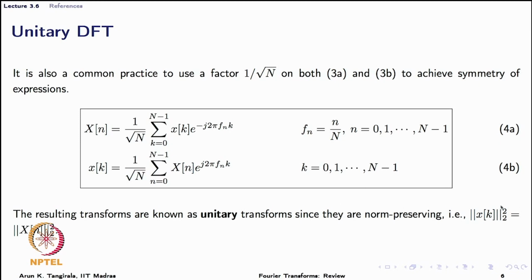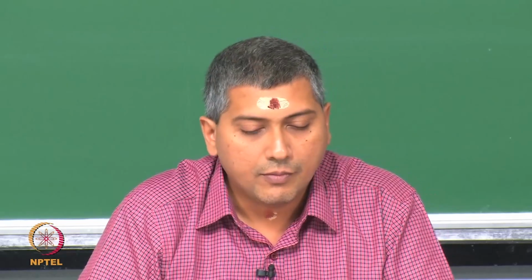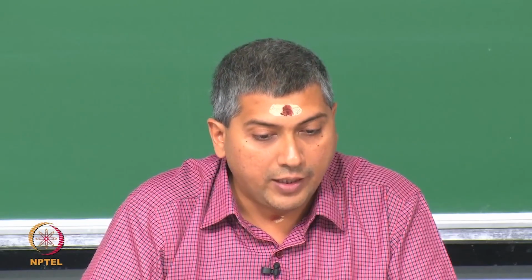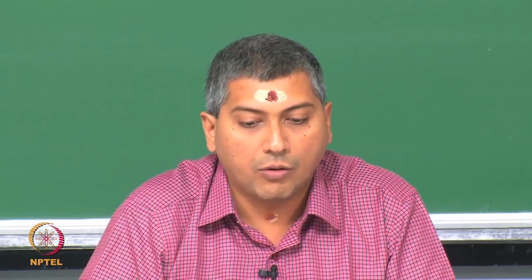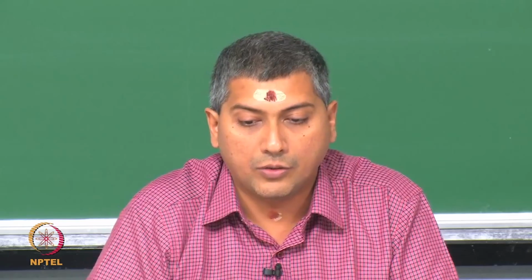In other words, if I take the square 2 norm of the signal that I have observed, that is the same as the square 2 norm of the DFT that I have computed, and that is why it is called a unitary transform and so on.